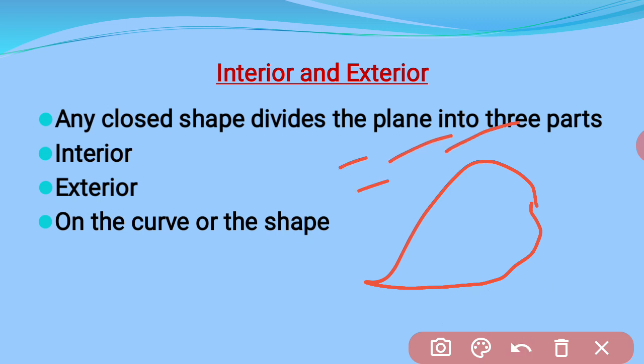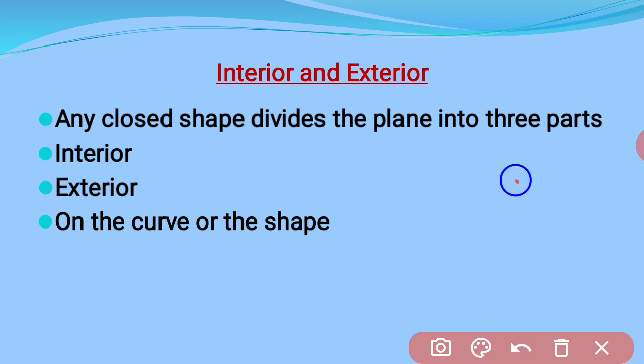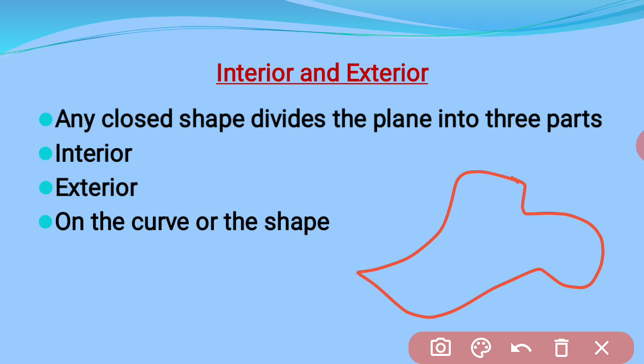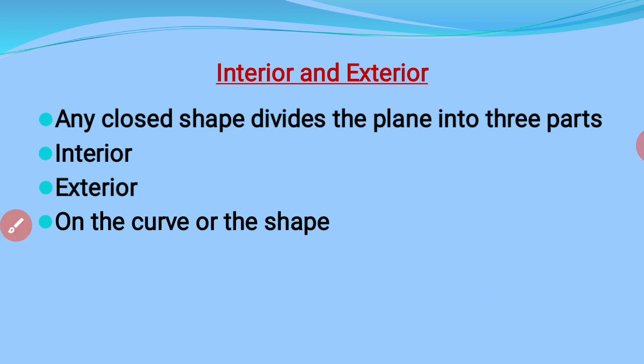Finally, we come to the third part, that is on the curve. So whatever the shape of the curve is, if I think about a point which is here on the curve, it is neither inside nor outside. It is exactly on the mark that has been drawn. So it is on the curve. So we learn that there are three parts of a plane when a closed shape is drawn. They are interior, exterior, and on the curve or the shape.